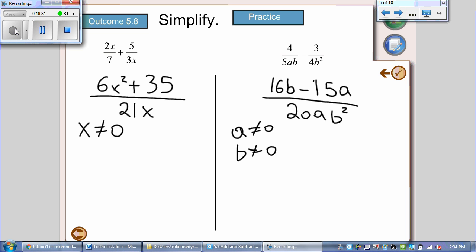Because if you came back to this original question, and a was 0, 4 divided by 0 is not possible. So you just put that in to remind yourself that that's what makes this true. At this point, it's true, but not always true. By adding that in, now it's always true.